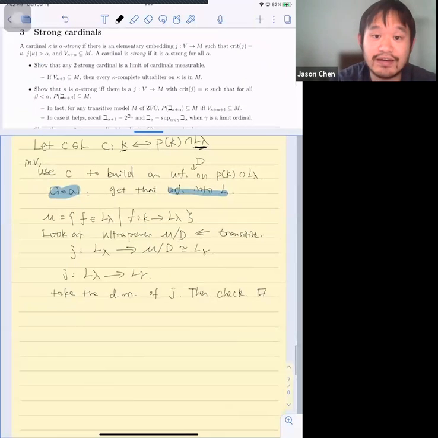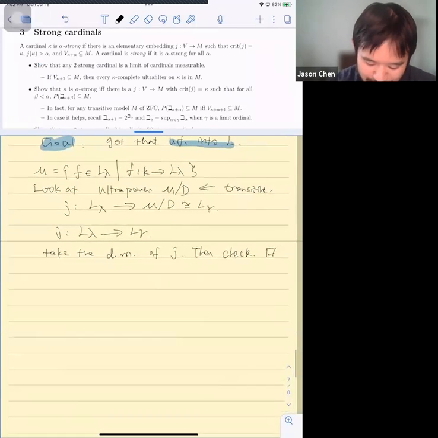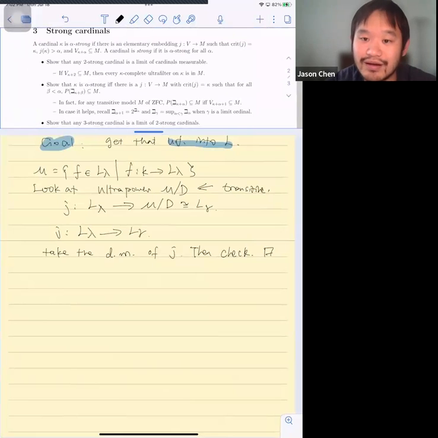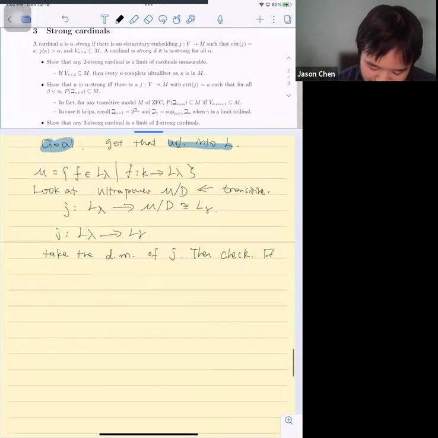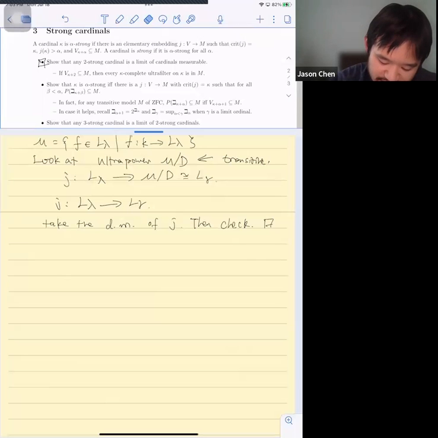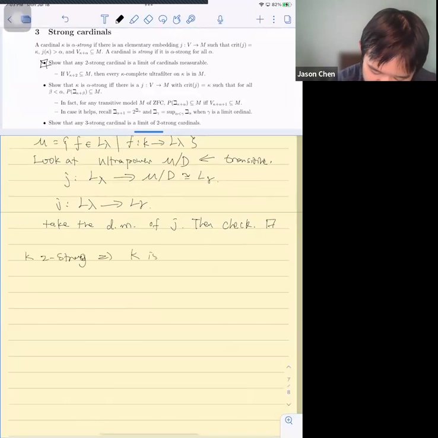Okay, finally, strong cardinal stuff. I may go over time for like 10 minutes or so, but the strong cardinal stuff is really quick, modulo some presentation on the extender stuff. It's mostly exercises on reflection arguments. All right, for example, if kappa is 2-strong, then kappa is a limit of measurable cardinals. And this is a typical reflection argument.